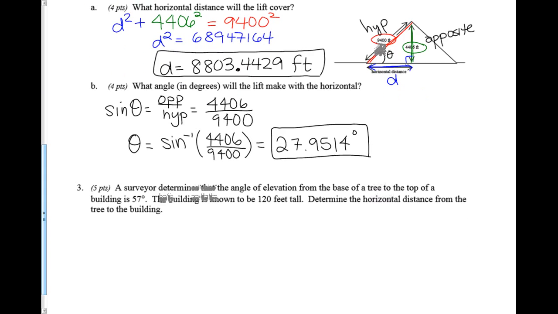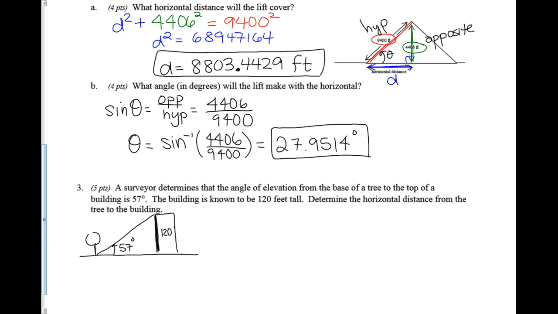All right, last question, number 3. A surveyor determines that the angle of elevation from the base of a tree to the top of a building is 57 degrees. So I'm going to have a tree. Here's my tree. I'm going to have a building. Here's my building. And the angle of elevation from the base of the tree to the top of the building, which would be this angle right here, is 57 degrees. The building is known to be 120 feet tall. So the height of the building is 120 feet.